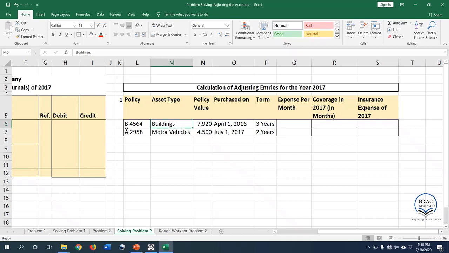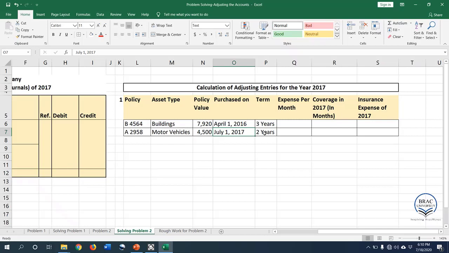Okay, and we have a second policy which is for motor vehicles with the price of 4,500, and this we have purchased on July 1, 2017, and the term of that insurance premium is 2 years. That means this insurance will provide me the benefit for 2 years.